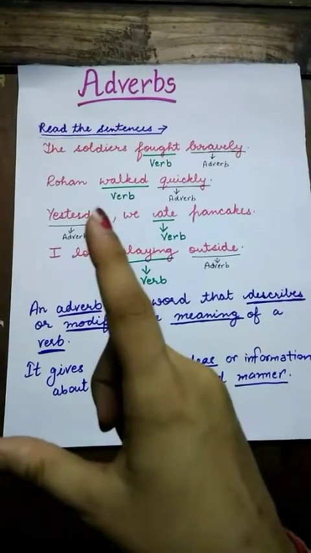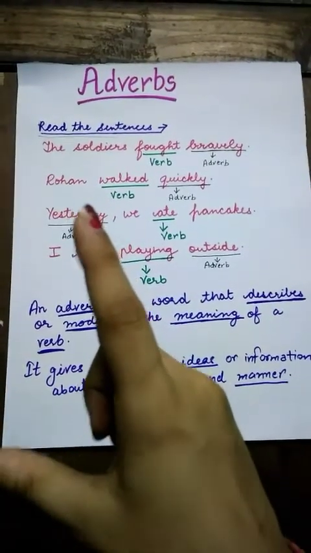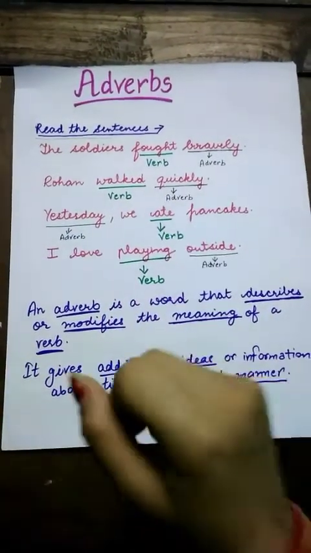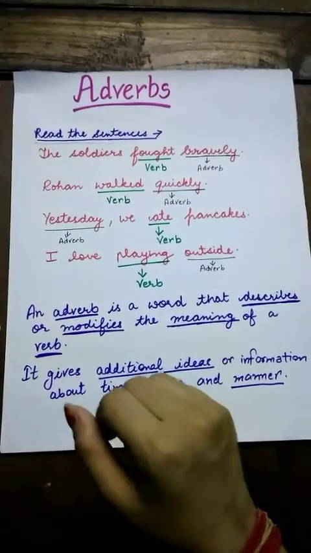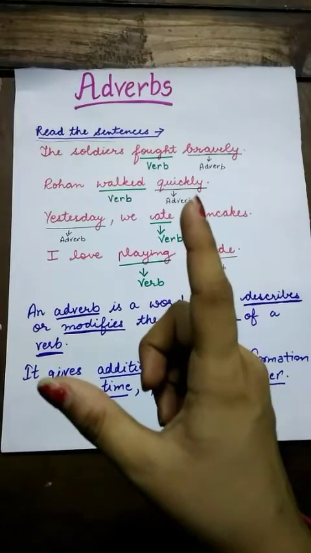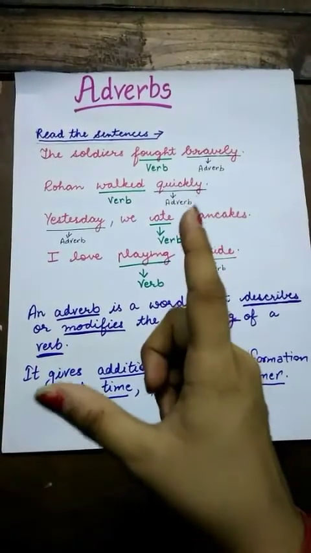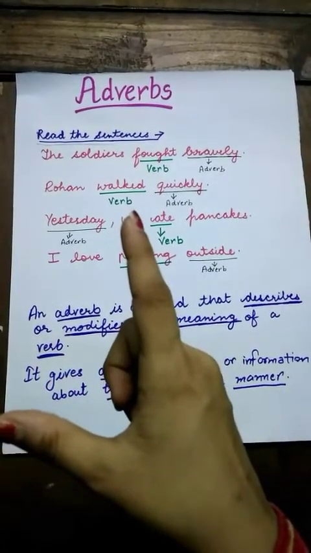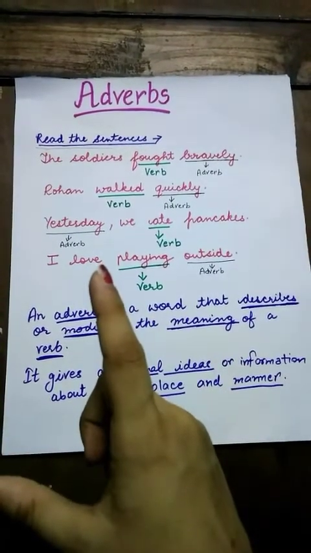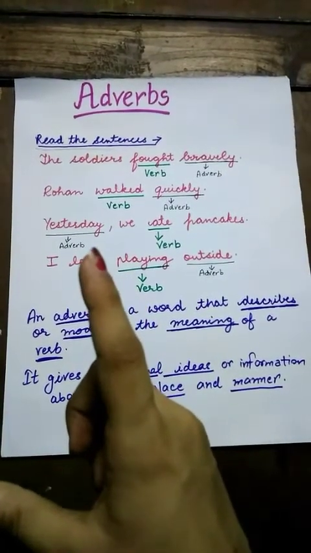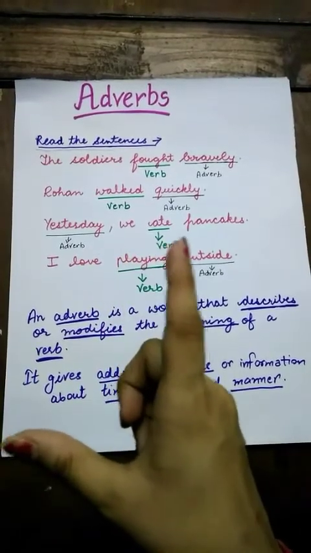Now let's take a look at another example. Rohan walked quickly. Now tell me, how did Rohan walk? Yes, he walked quickly. So quickly is an adverb because it tells you about the verb walked. Now let's take a look at a few more examples. Yesterday we ate pancakes.